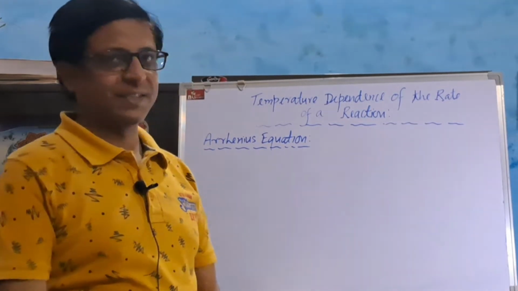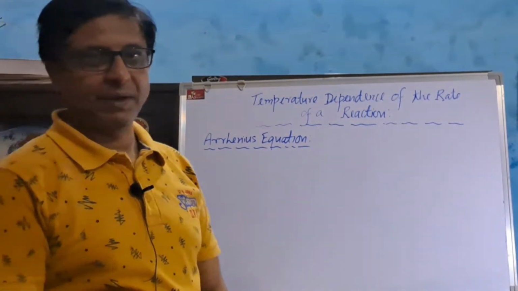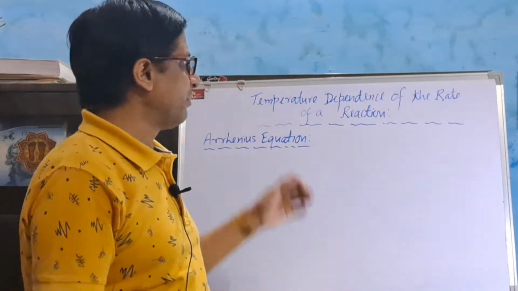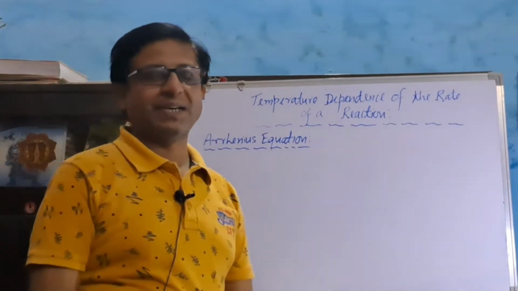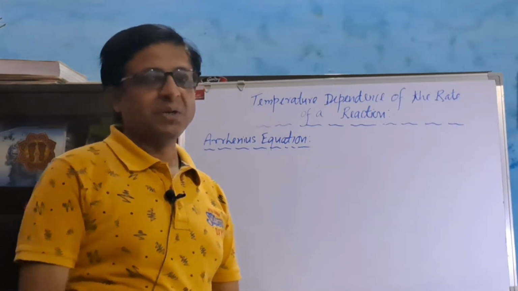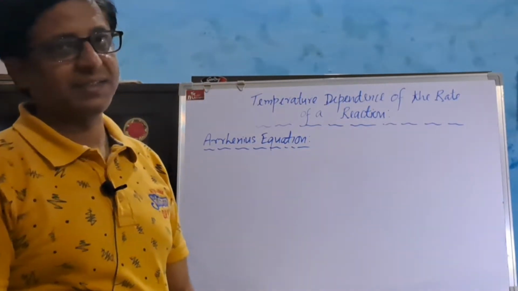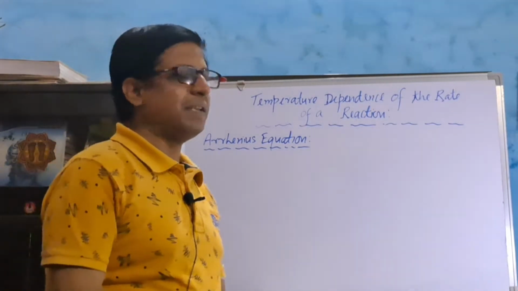Today I shall discuss one important topic in chemical kinetics known as temperature dependence of rate of reaction. This is also known as Arrhenius equation. Most of the chemical reactions get accelerated by increase in temperature.